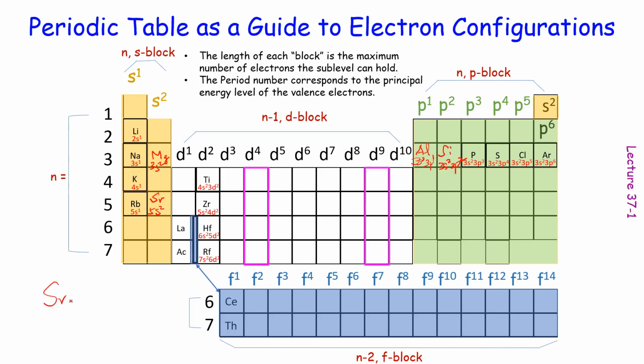If you want to write down the condensed electron configuration for strontium, you will use the noble gas from the previous period. In this case, it's krypton, and therefore that should be krypton, and then write down the valence shell electron configuration. That's it. That's easily done.